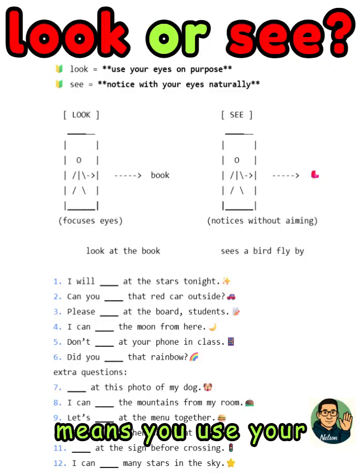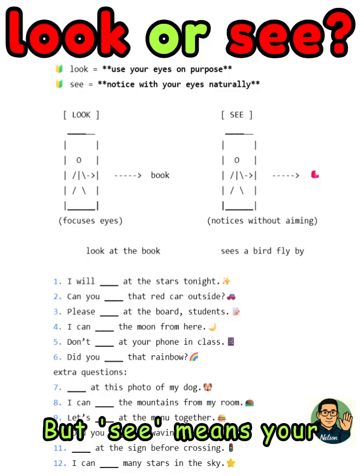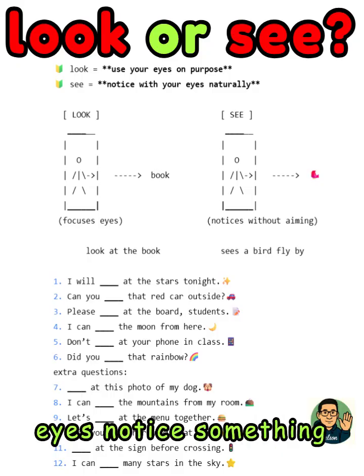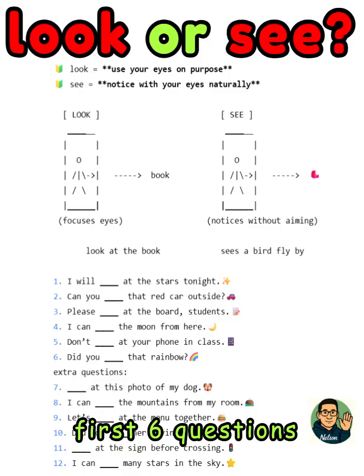Look means you use your eyes on purpose, but see means your eyes notice something naturally. Okay, let's go through the first six questions together.